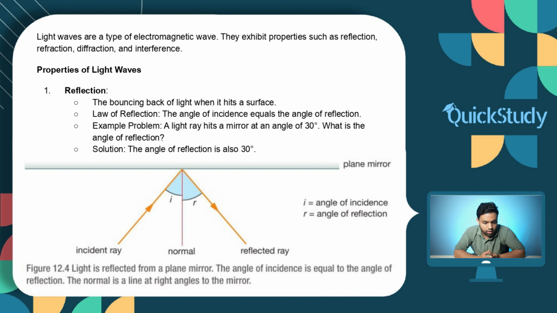So in this figure, a light wave is being reflected back from the surface. This is known as reflection in light waves. Light is reflected from a plane mirror, and the angle of incidence is equal to the angle of reflection, measured from the normal line at right angles to the mirror. Always remember to draw the normal first before drawing the incident or the reflected ray.